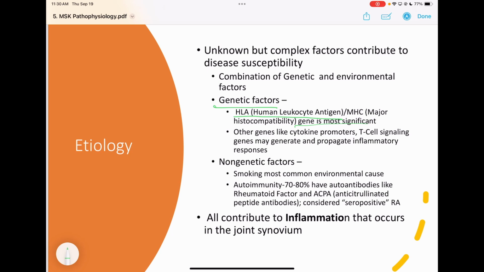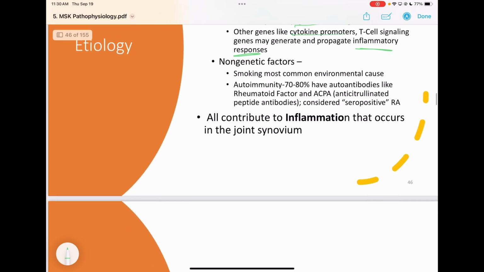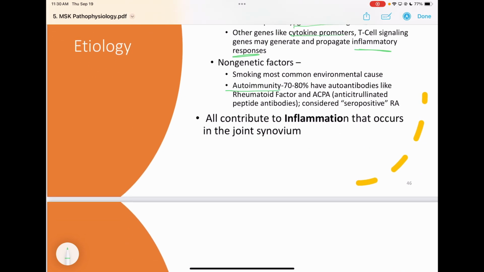Other genes like these cytokine promoters may also propagate inflammatory responses. This is an inflammatory disease. Rheumatoid arthritis is inflammatory. Non-genetic factors, smoking, obviously they're going to have this autoimmunity. So autoantibodies like rheumatoid factor is an autoantibody, and this ACPA. Now, this is considered seropositive rheumatoid arthritis because we see rheumatoid factor or ACPA, those are the seropositive antibodies that are leading towards rheumatoid arthritis.